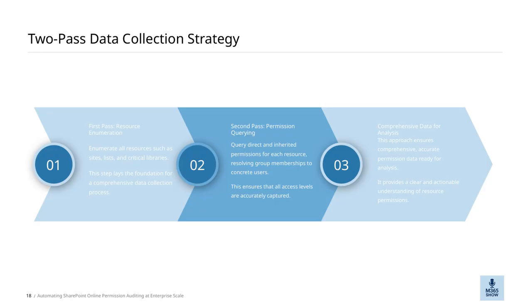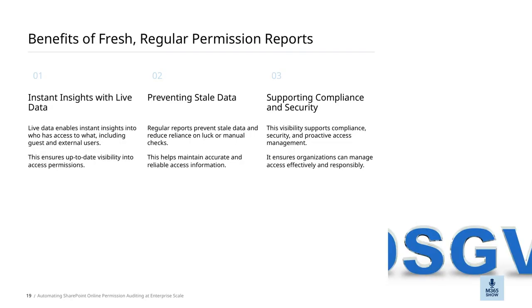Then, in the second pass, we perform permission querying again, but this time focusing on the actual permission assignments. This two-step process guarantees that our data is comprehensive and precise. Overall, this strategy provides a clear and actionable understanding of resource permissions, allowing us to analyze and manage SharePoint Online permissions effectively at scale.